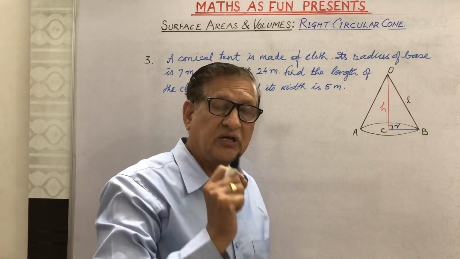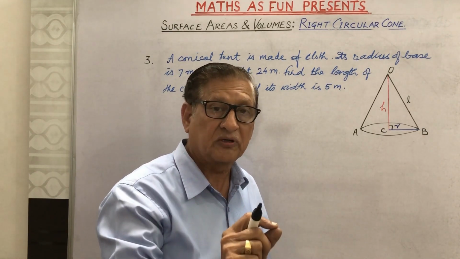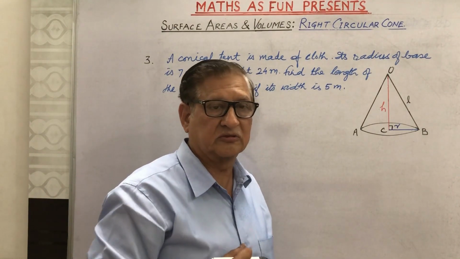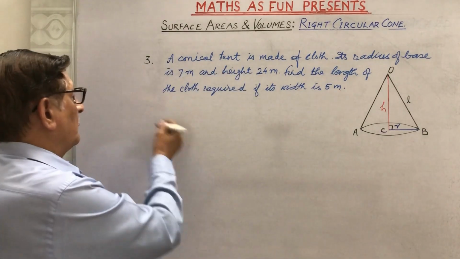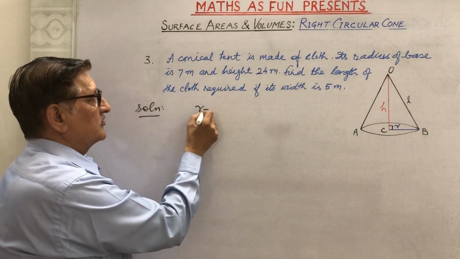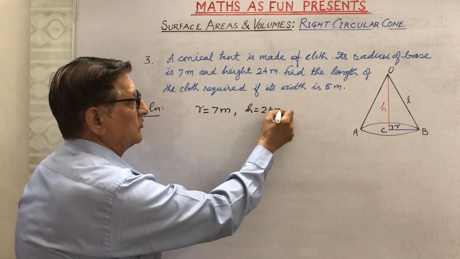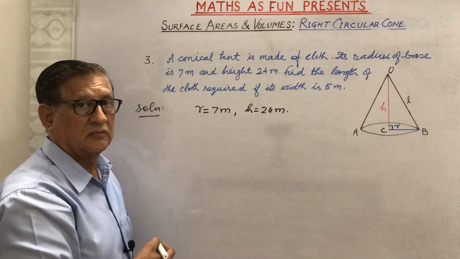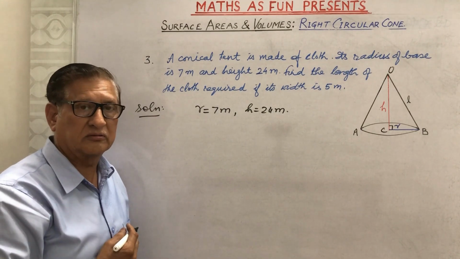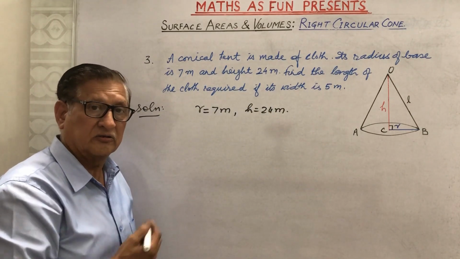So please remember that we have to read the question carefully and try to understand the language, and also we have to use the concept where the cloth is required. What is required in the question? So here, when we find the solution, we have been given that the radius of this tent is 7 meters. The height has been given as 24 meters. And we have to find out the curved surface area to find out the area of the cloth required. For finding the curved surface area, first we need L, the slant height.